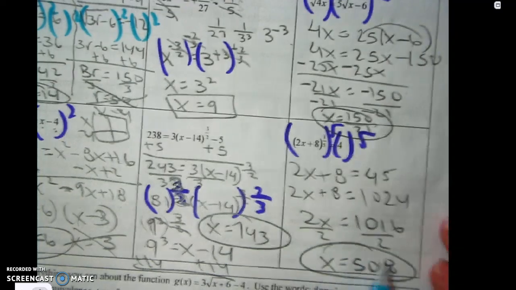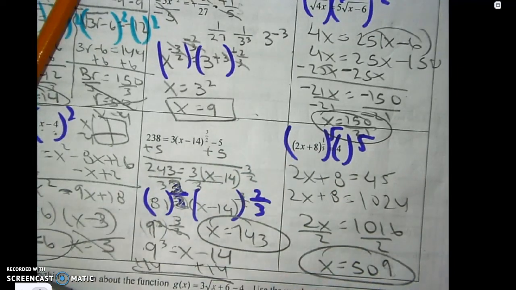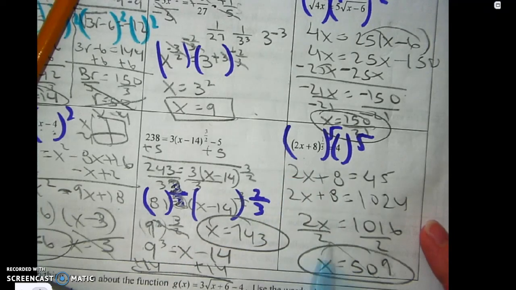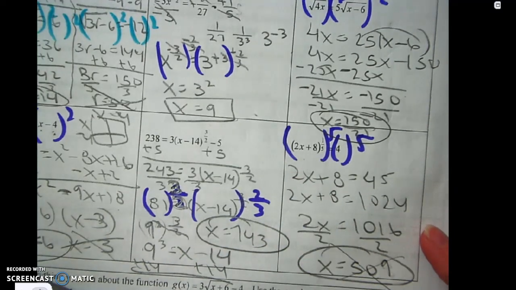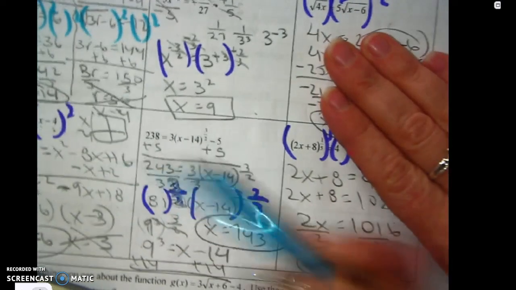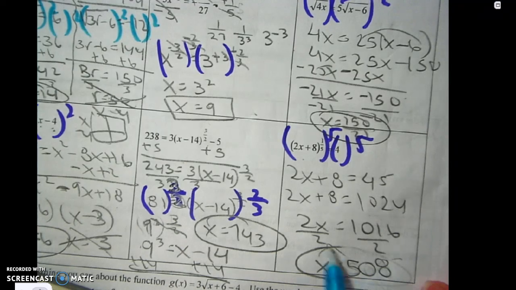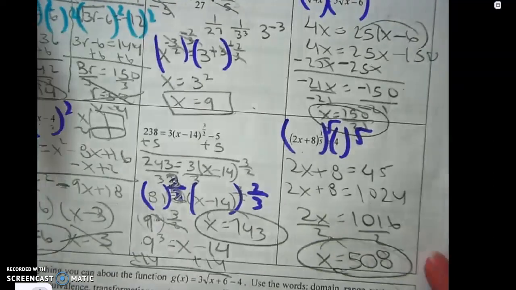Now be careful. What if I got 509? Let's say I got 509. And then I go and I check my test and I plug it in, it doesn't work. It doesn't necessarily mean it's no solution. It could mean that you divided wrong. So you just want to be careful about checking answers. It means 509 is not a solution, but it doesn't mean there's no solution. It could mean that you made a mistake.